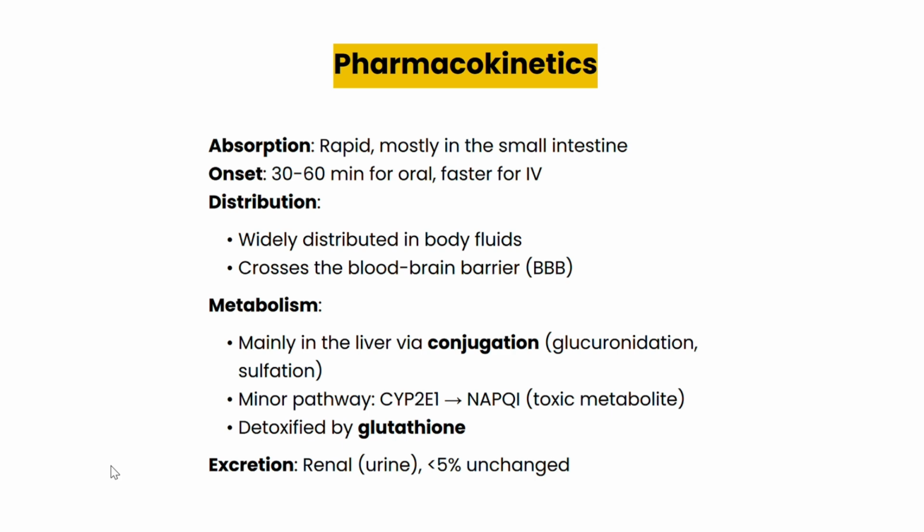A small fraction is converted into a toxic metabolite, N-acetyl-para-benzoquinone imine, or NAPQI, via the cytochrome P2E1 enzyme. Under normal circumstances, NAPQI is neutralized by glutathione. But excessive doses can overwhelm this system, leading to liver damage. It is primarily excreted via the urine, with less than 5% excreted unchanged.